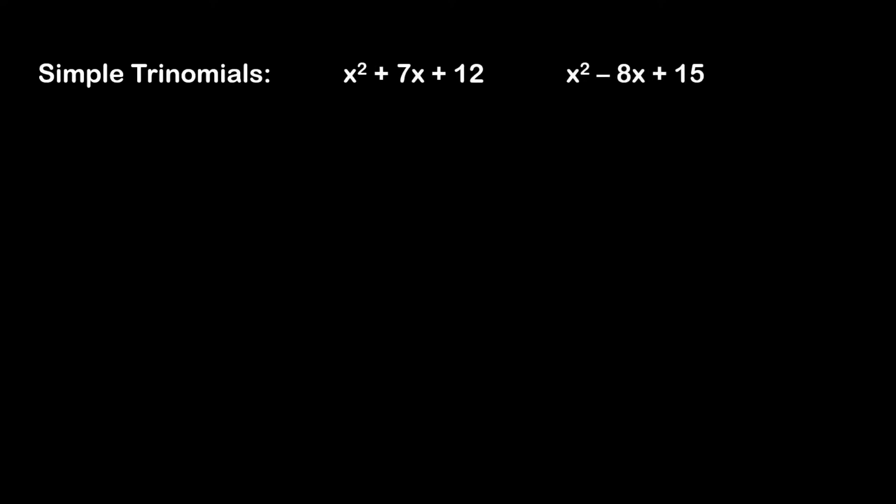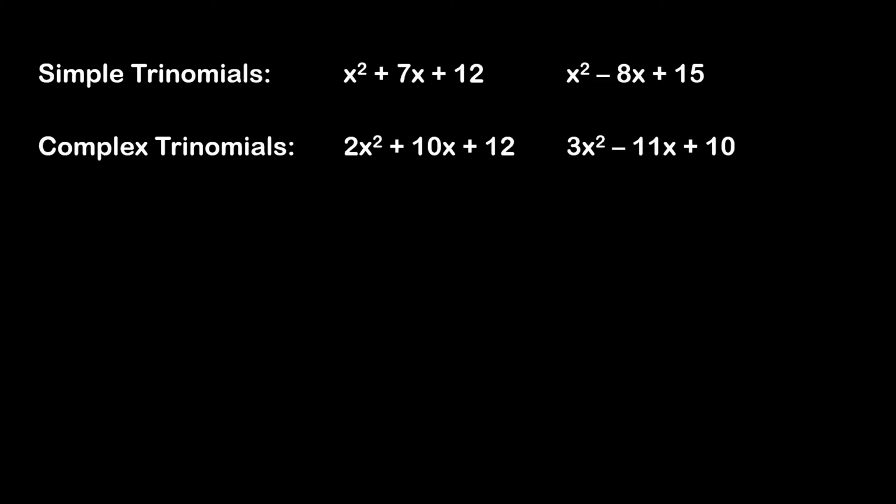For simple trinomials we have examples such as x squared plus 7x plus 12 and x squared minus 8x plus 15. In both of those cases we notice that there is no number in front of the x squared. Or we could imagine that the number is 1, in which case we wouldn't show it. With complex trinomials, there is a number in front of the x squared. For example, in these cases we have 2 for 2x squared plus 10x plus 12, and 3 for 3x squared minus 11x plus 10. So the main difference between simple and complex trinomials is that leading coefficient, the number in front of the x squared.